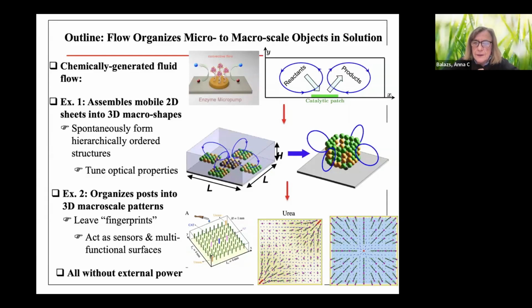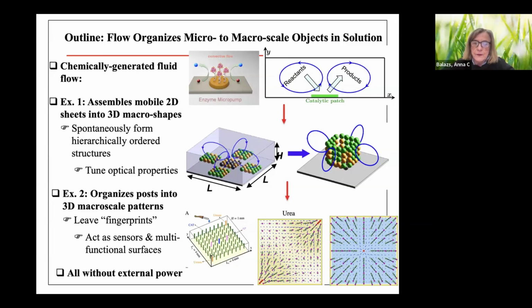And so the key is this chemically generated fluid flow. And I'm going to tell you two stories that have to do with that. And one is going to be assembly of 2D mobile sheets into 3D macrostructures. And the fluid's going to do all the work. And the other one is organizing posts into 3D macroscales.